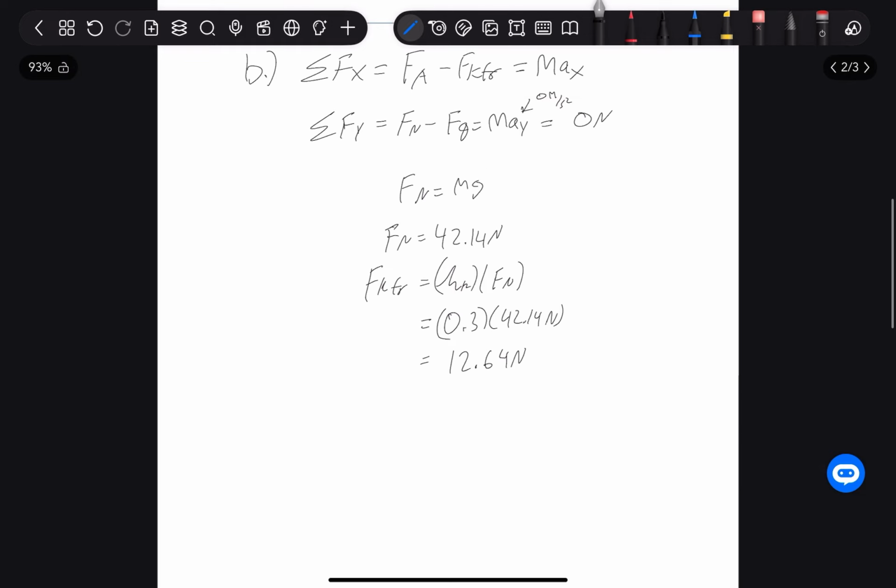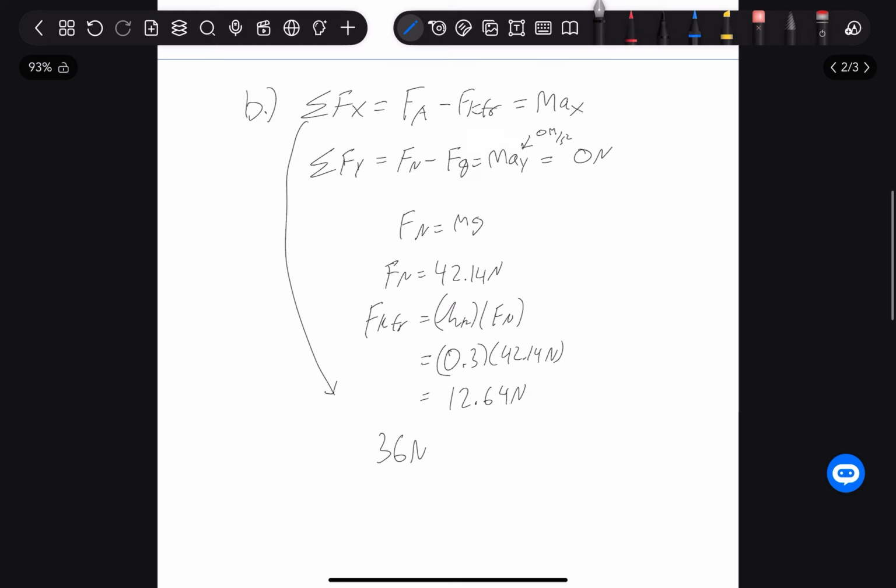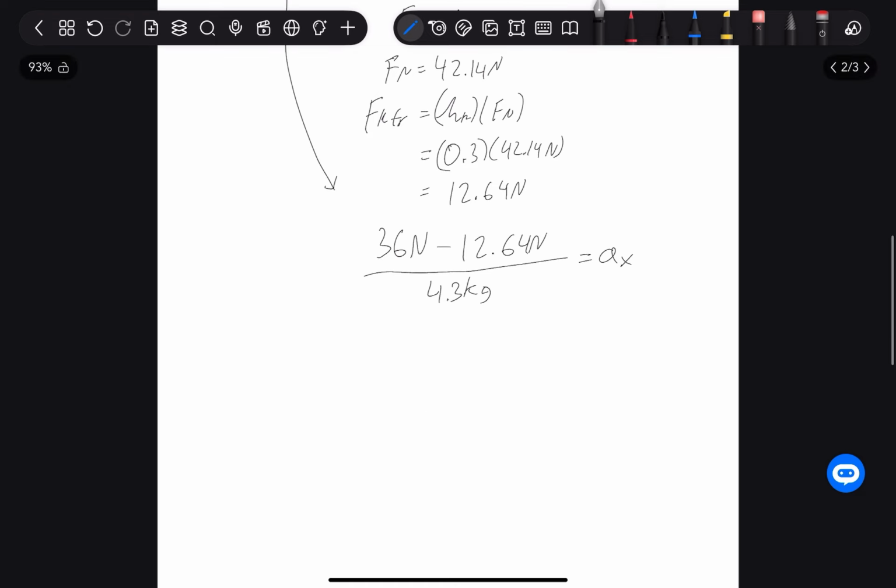And we're going to go back to the net force in the x direction equation. We're going to solve for the acceleration again. So we have the applied force equal to 36 newtons, minus the force of kinetic friction as that. We're going to divide by the mass, which is 4.3 kilograms. And that's going to equal the acceleration that is occurring here. So I'm going to plug that into my calculator. And the value that I get is 5.43 meters per second squared.